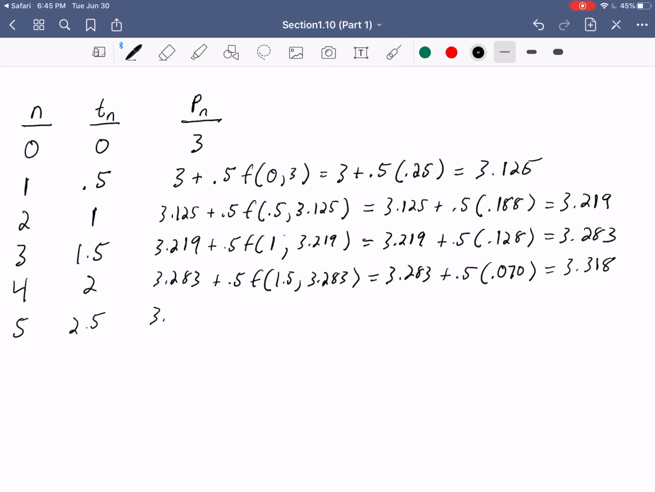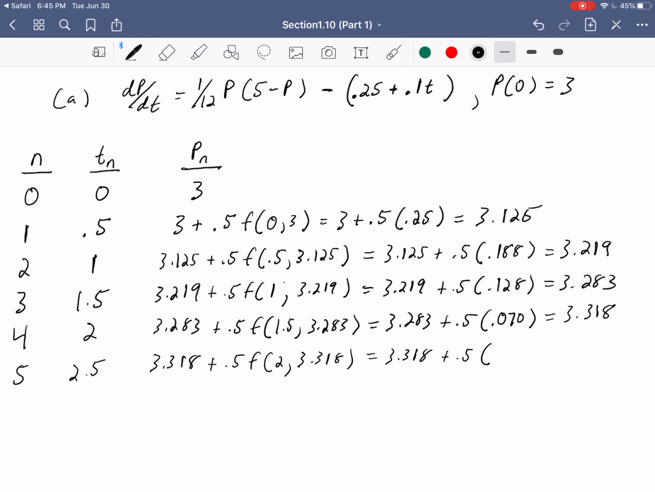2.5, 3.318 plus 0.5 times f at 2 and 3.318. So we get 3.318 plus 0.5. And then we're going to plug in our 2 for t and 3.318 for p. So 1 divided by 12 times 3.318 times 5 minus 3.318. And then minus 0.25 plus 0.1 times 2. And looks like we have almost no growth now. It's going to be 0.015.